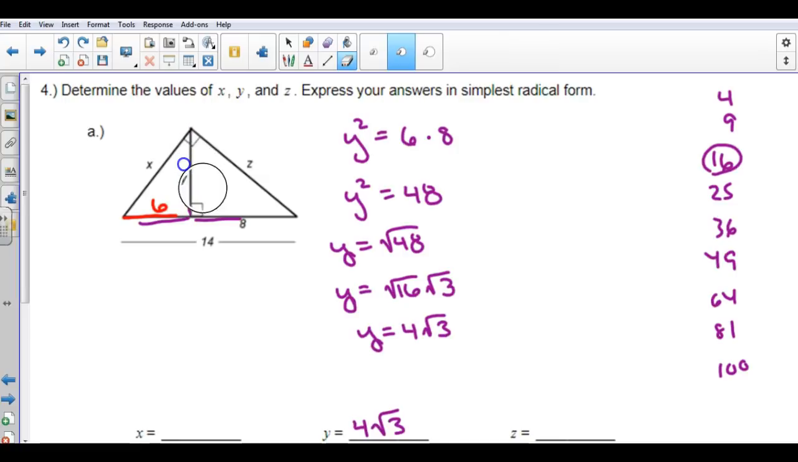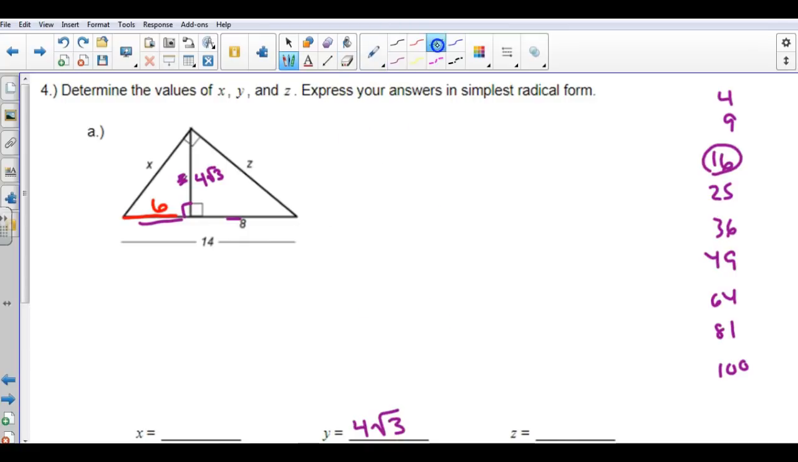So I can go back to my diagram, and I'm going to just replace that value on the diagram. It's 4 square root 3, and then we'll get our next values. So we can get x and z now using the Pythagorean theorem. Since x is a hypotenuse, and I know that because it's across from a 90, and same thing for z, it's a hypotenuse in the other triangle since it's across from my right angle, so we can use the Pythagorean theorem for both of those values.